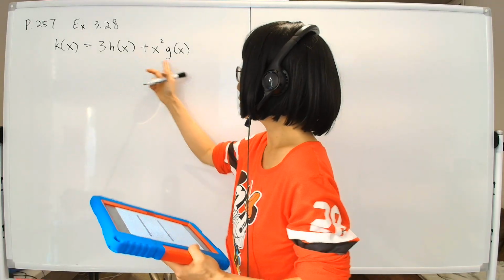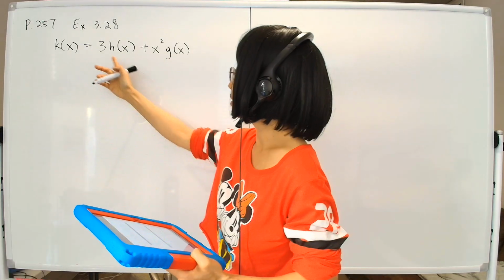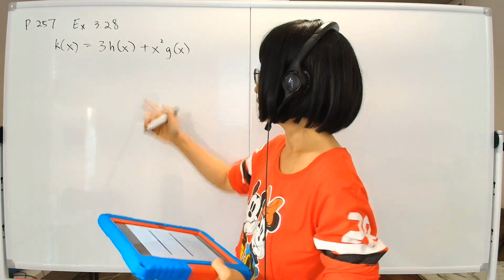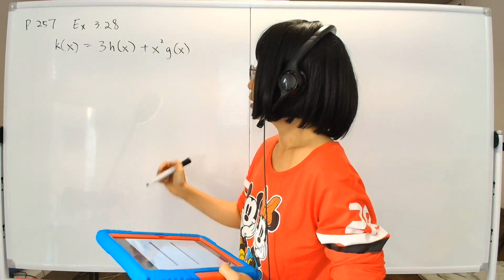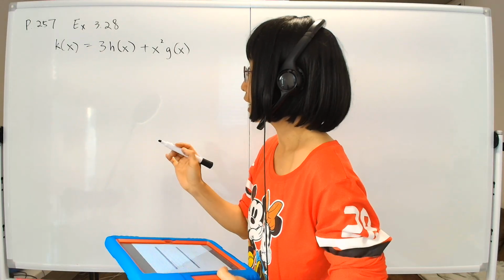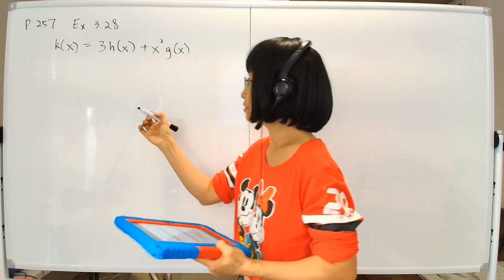And there's a sum here, so we'll use the sum rule. And here's a multiplying by a constant, so we'll use the rule of multiplying by a constant. And here's x to the power 2, so we will use the power rule. So we'll use all those rules to get it done.